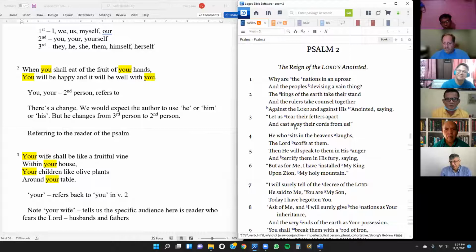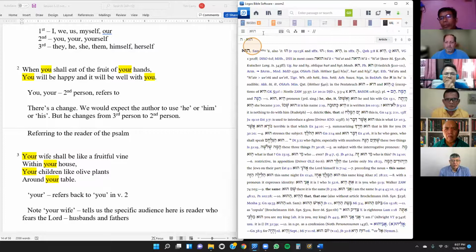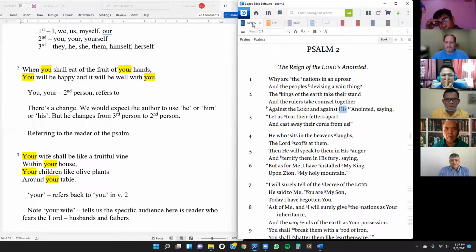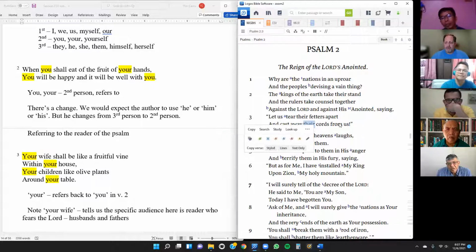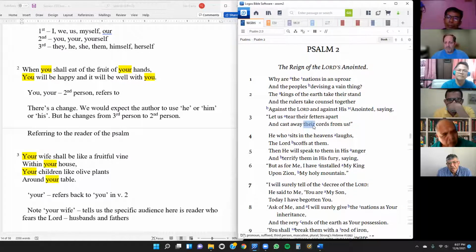Notice in the beginning, "Why are the nations in an uproar? The peoples devising a vain thing. Kings of the earth take their stand against the Lord, against his anointed." Whoops, sorry about that. Now notice he's quoting the nations: "Let us tear their fetters apart and cast away their cords from us." Okay, who is the "their"? The Lord and his anointed. Who is the "us"? Well, it's the speaker, and the speaker is the kings of the earth.